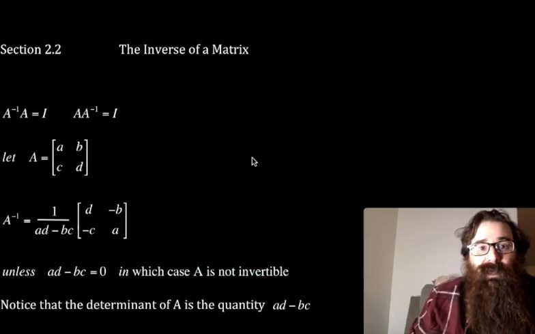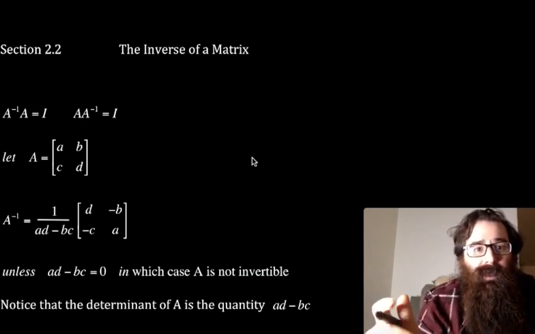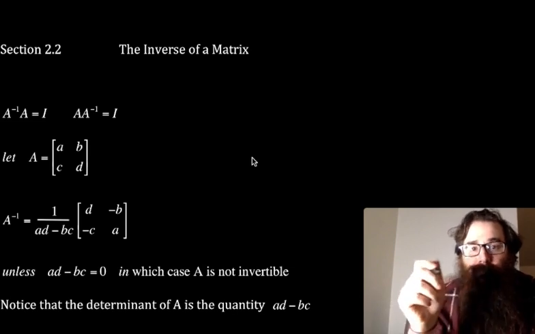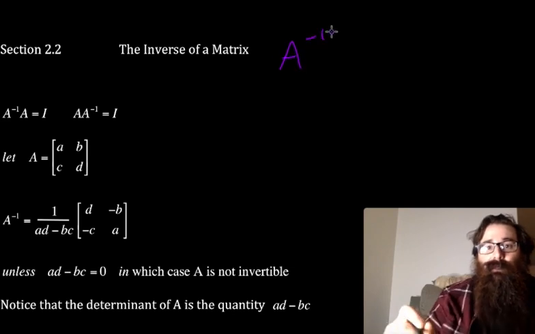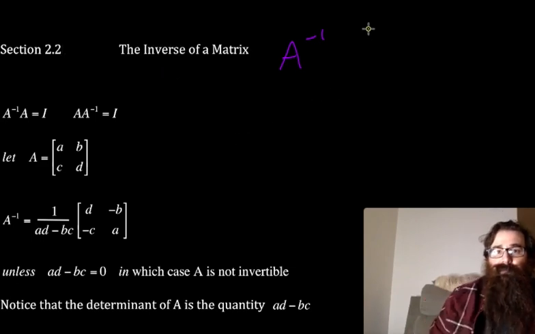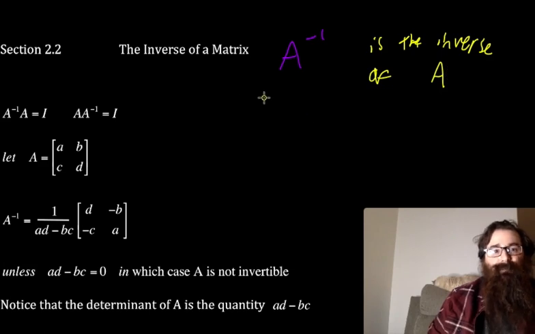Today's a very special day. We're going to be taking a look at the inverse of a matrix. If we have a matrix A, the inverse of that matrix A is denoted as follows, A inverse. So let's talk about A inverse today. A inverse is the inverse of matrix A.